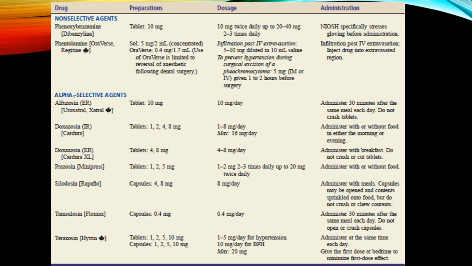Here are some of the drugs used as alpha blockers. We have the non-selective agents: phenoxybenzamine, available in tablet and given twice daily, and phentolamine. And we have the alpha-1 selective agents: alfuzosin, doxazosin, doxazosin ER, prazosin, which is the prototype of the alpha blockers, silodosin, tamsulosin, and terazosin.